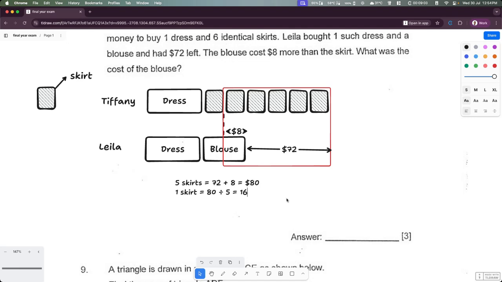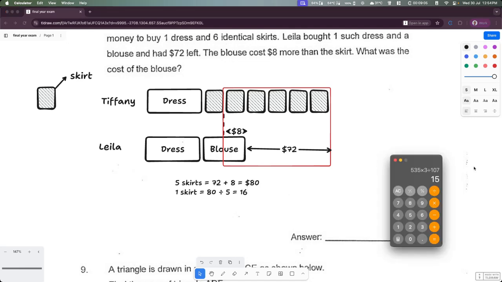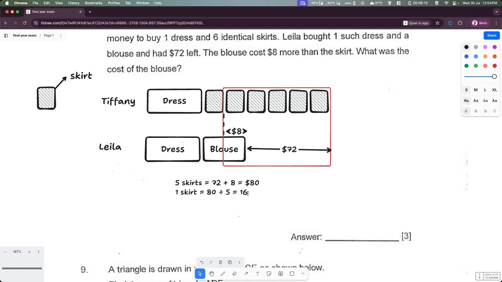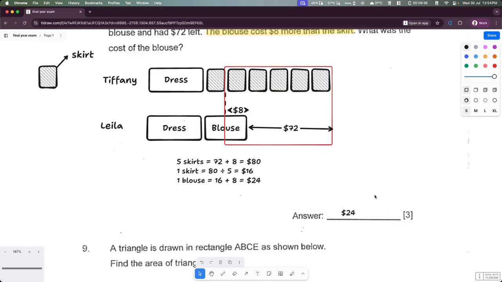So to just double check, we will go to our calculator. So 80 divided by 5, this is 16. Then we see that the blouse is one skirt plus $8, because it says here the blouse costs $8 more. So that means in this case, one blouse is equal to 16 plus 8, and this will give us $24. And that's it. The answer to this question is $24. All right, let's move on to the next question.